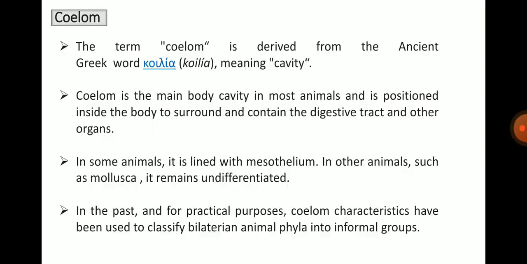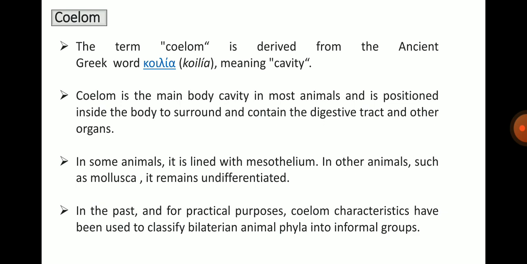So coming back to what coelom is, first let us give a small introduction about it. The term coelom was suggested by Haeckel in the year 1872, and the term is derived from the ancient Greek word koilia, meaning cavity. So the coelom is defined as a fluid-filled perivisceral cavity lined by epithelial cells derived from the embryonic mesoderm.